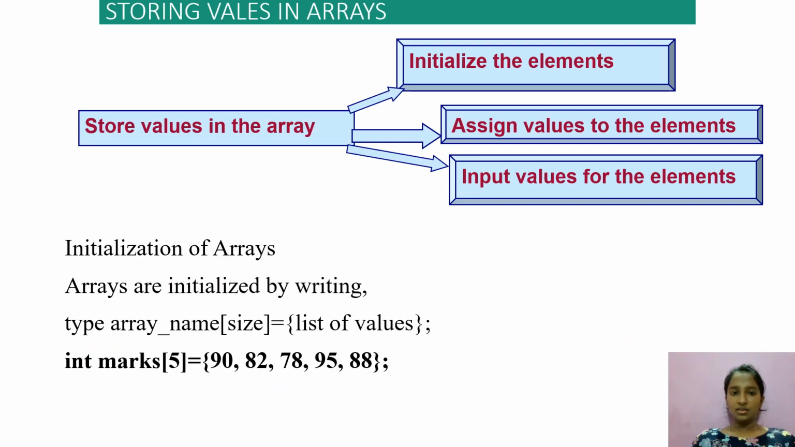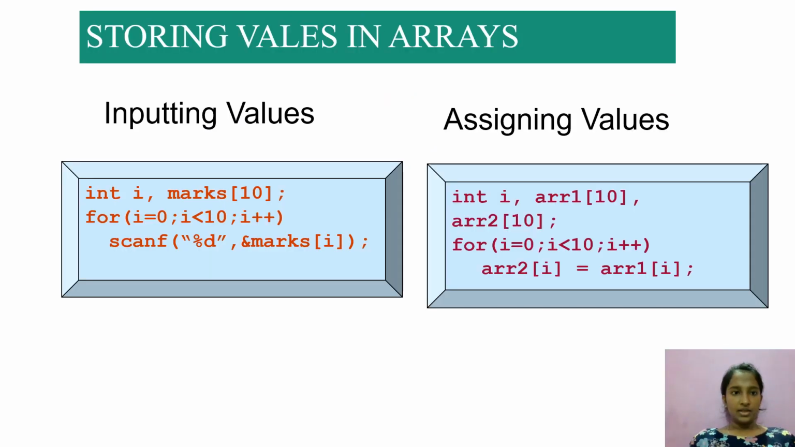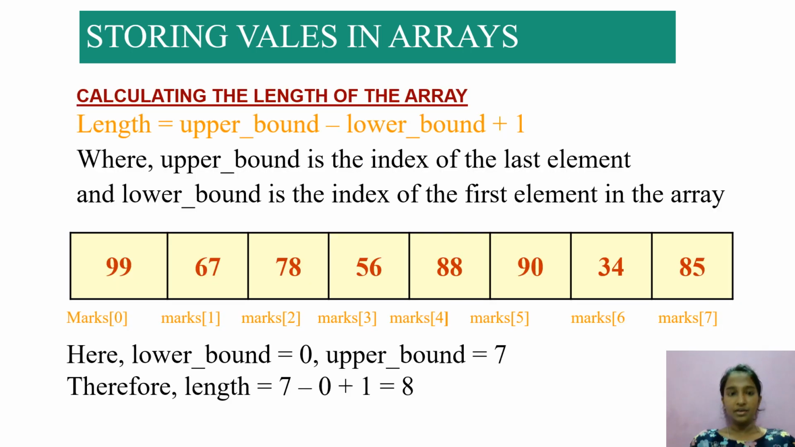Store values in the array. How does it store values in an array? That is, initialize the elements, assign values to the elements, input values to the elements. Initialization of arrays: arrays are initialized by writing type array_name[size] = {list of values} that you can give. Next, input values and assigning values. The examples are given based on the input and the assigning values. You can go through it.